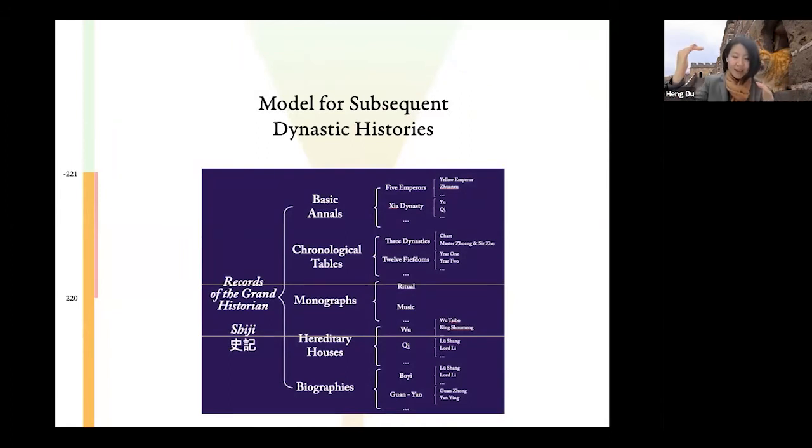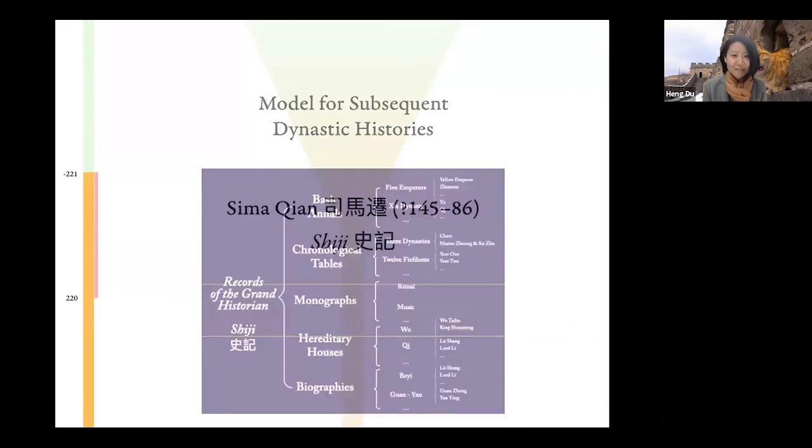The Shiji is, as I mentioned, often thought of as the first authored major historiographical work in the Chinese tradition, and it structures history largely in this biographically centered way, and its subsections became a model for the subsequent dynastic histories that are very important for anyone working on Chinese history.